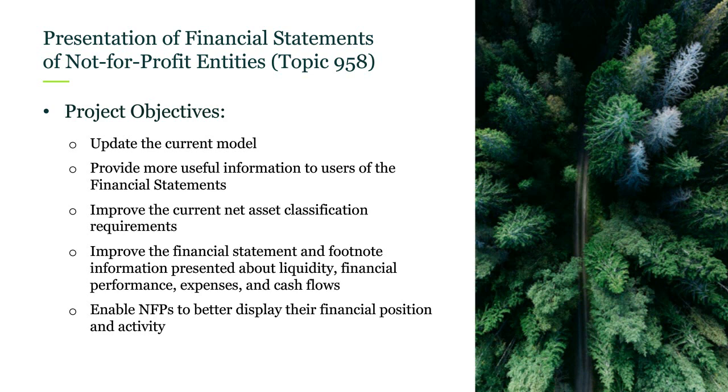The objective of the project was intended to be an update of the current financial reporting model and not a complete overhaul. The intention was to provide more useful information to donors, grantors, creditors, and other users of the financial statements. The standard attempts to improve the current net asset classification requirements, as well as financial statement and footnote information regarding liquidity, financial performance, expenses, and cash flows. The hope is to better enable not-for-profits to tell their financial story to the readers of the financial statements.